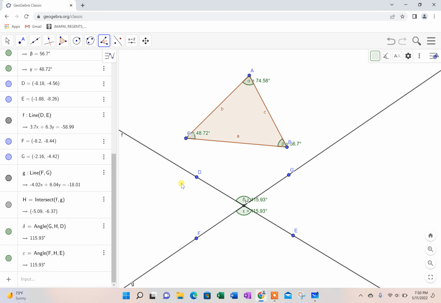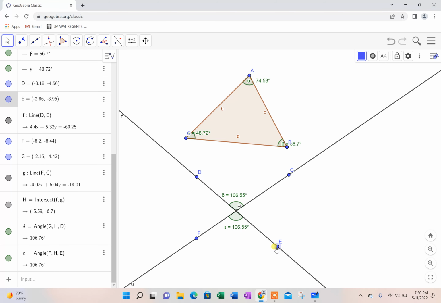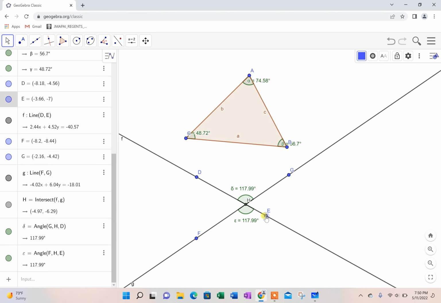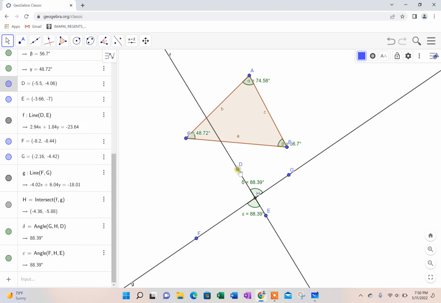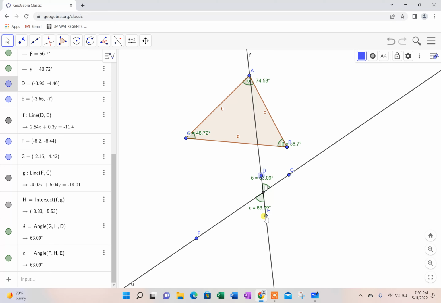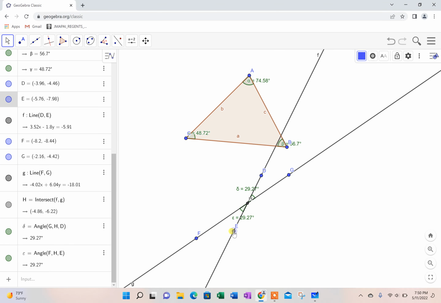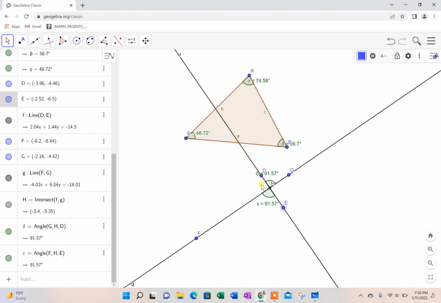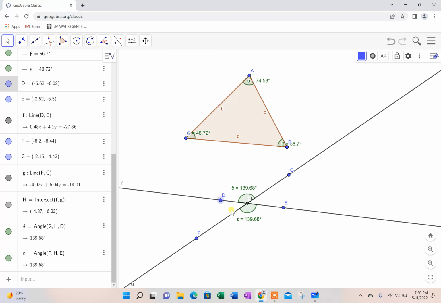And you can see they are congruent. Like I said before, they would be congruent because they are vertical angles. And not only that, if I take this and I move it, you can see as the angles change, that's fine because they still stay congruent no matter what. And if I were to find these angles, G, H, E, and D, E, F, they would also be congruent to each other.